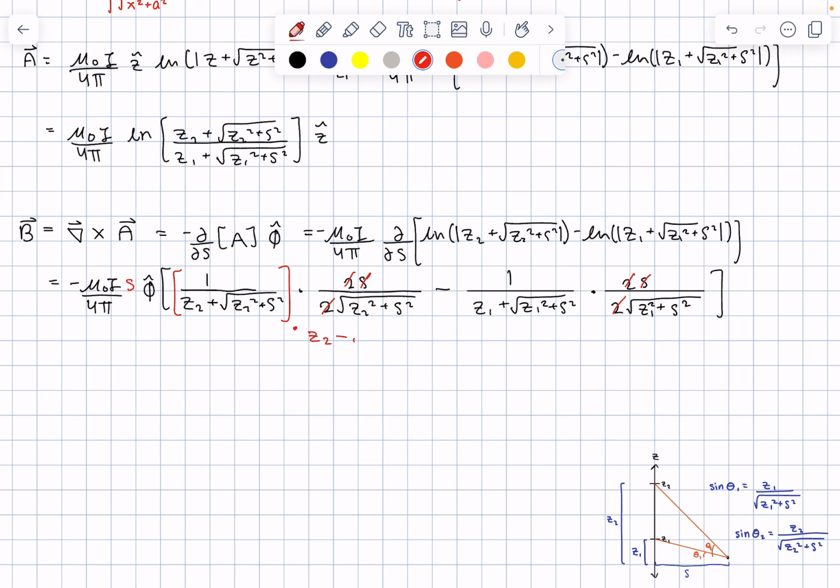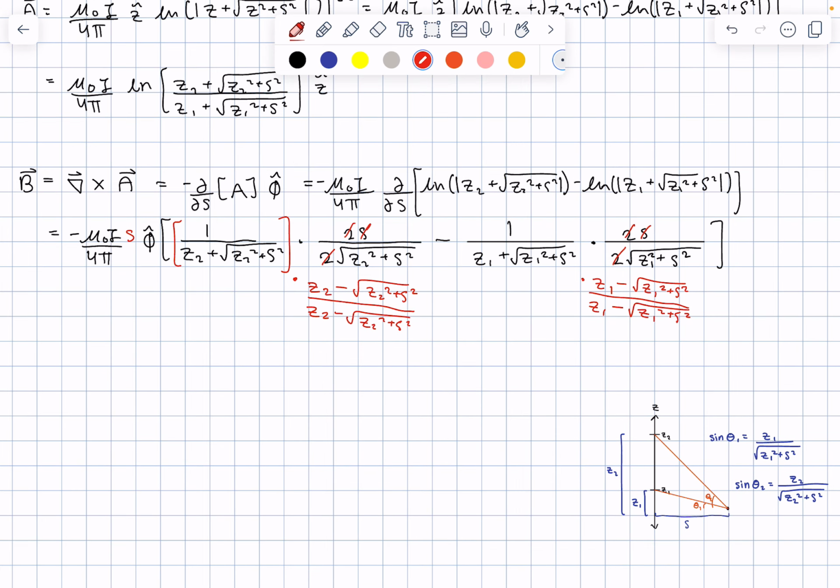z2 minus the square root of z2 squared plus s squared, and then over z2 minus the square root of z2 squared plus s squared. So really we're just multiplying it by 1. This is going to help us simplify, basically. And we're going to do the exact same over here, so we multiply it by z1 minus the square root of z1 squared plus s squared over z1 minus the square root of z1 squared plus s squared.